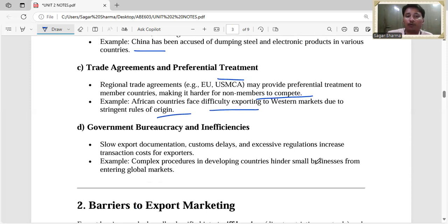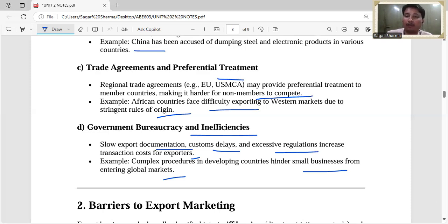After that, government bureaucracy and inefficiencies of the system can also be a distortion. Slow export documentation, customs delays, and excessive regulations increase transaction costs for exporters. For example, complex procedures in developing countries hinder small businesses from entering global markets. So this can be another distortion.